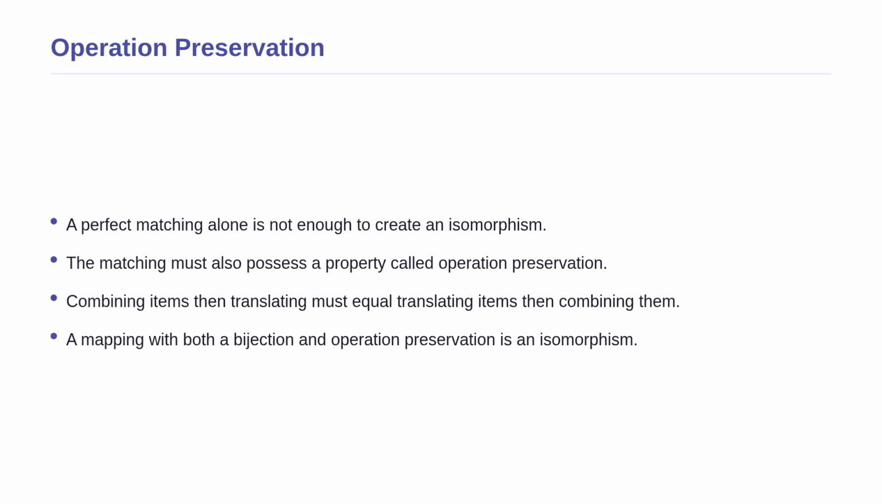While a perfect matching is necessary, this brings us to the second critical requirement. A bijection alone is not enough to create an isomorphism. The matching must also possess a property called operation preservation. This means that if you combine two items in the first group and then translate the result, you must get the exact same answer as if you translated the items first and then combined them in the second group. Only when a mapping has both a perfect matching and operation preservation is it officially considered an isomorphism.